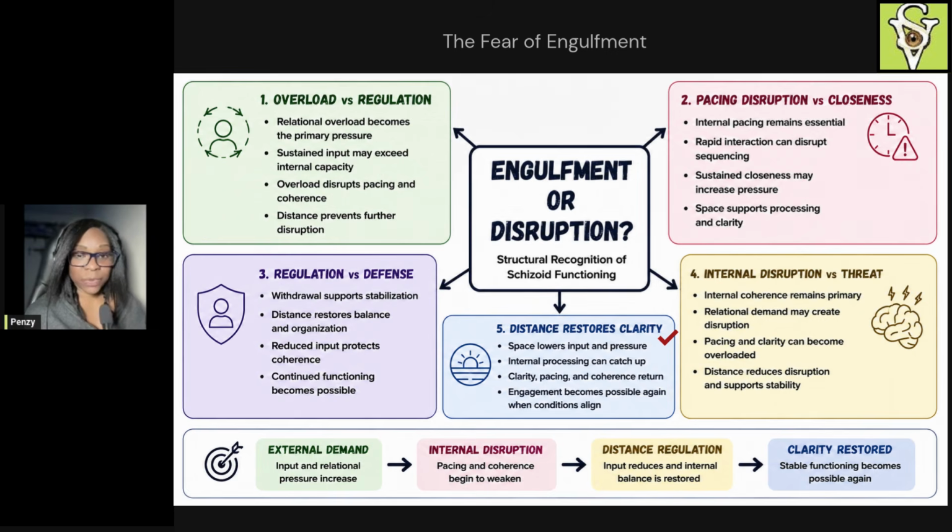As I said before, this can be distance from our own emotions, distance from our thoughts, distance from other people, or distance from our physical surroundings. Misunderstanding occurs when all schizoid withdrawal is automatically interpreted through fear and defense, because some forms of distancing may instead function as regulation to prevent overload. So we'll move on to the last slide now.